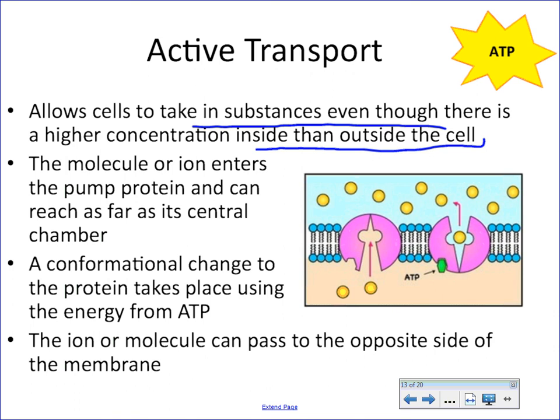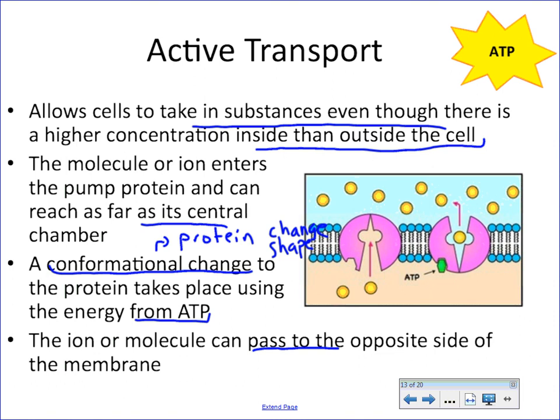So the molecular ion enters the protein pump and can basically reach as far as its central chamber. A conformational change in the protein pump, and by conformational change all we mean is literally the protein will change shape. So it'll literally change how it looks. And so that conformational change will take place using ATP, and the ion or that molecule can then pass to the opposite side of the membrane.